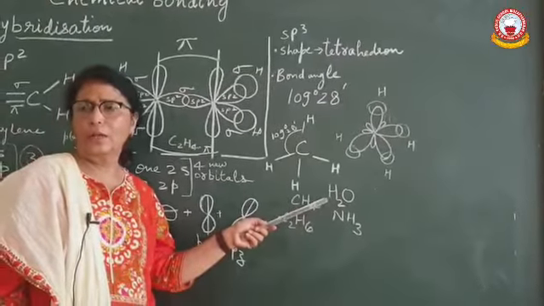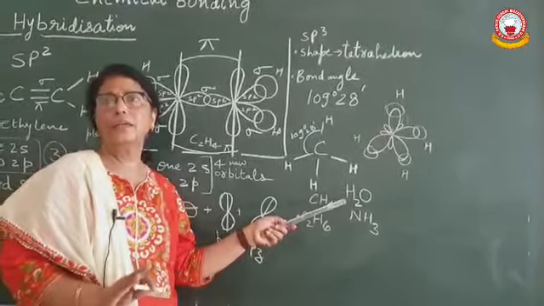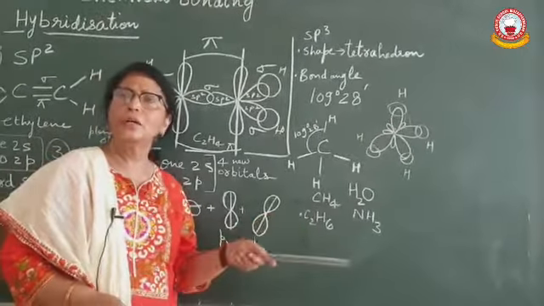So, this was all. Hybridization gives you the idea of the shape and it gives you the idea of the covalence.